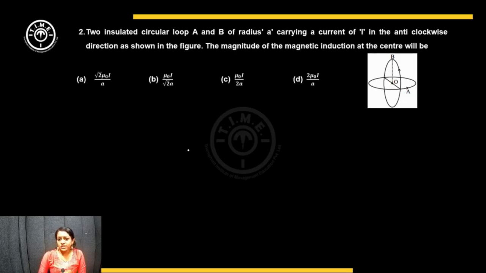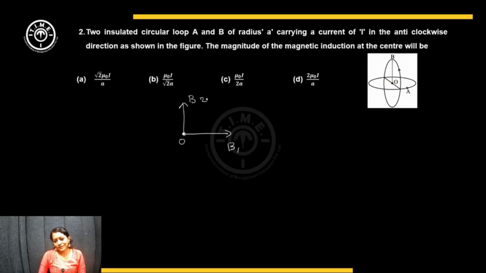See, here we have two circular loops. Both are carrying the same current and both are having the same radius. Okay, and both the loops are carrying current in the anti-clockwise direction as shown in the figure. So we have to find the total magnetic field at the center. See, here you can observe that the planes of the loops are perpendicular to each other. Okay, loops are having perpendicular planes. So definitely the magnetic fields will also be acting in perpendicular directions, isn't it? If this is point O, then magnetic field due to the two loops will be acting in perpendicular directions like this.